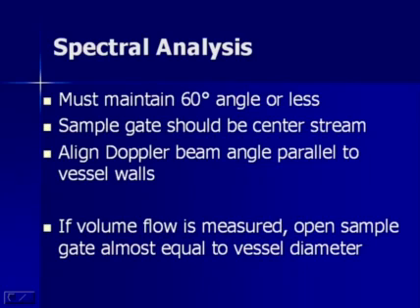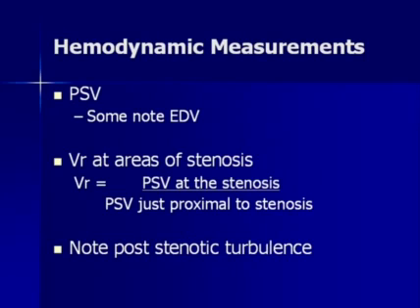we want to open our sample gate pretty wide. The measurements that most folks record really are peak systolic velocity and the velocity ratio. Some folks note the end diastolic velocity. It's not as important, but some folks note it in the presence of disease because we'll see that end diastolic velocity change. The velocity ratio is simply calculated as the peak systolic velocity within the stenosis divided by the peak systolic velocity just proximal to the stenosis. And of course, as with any disease, we're going to document post-stenotic turbulence.